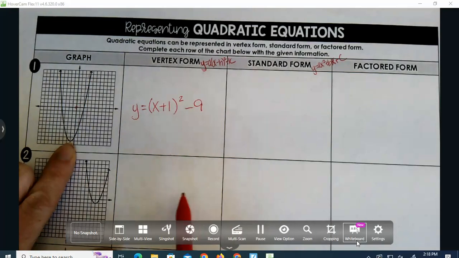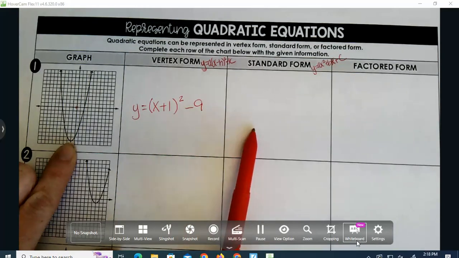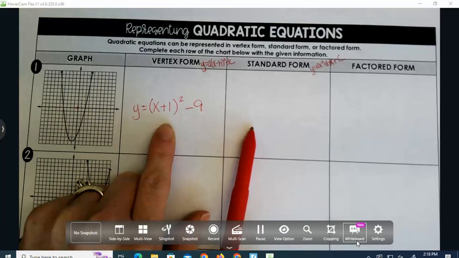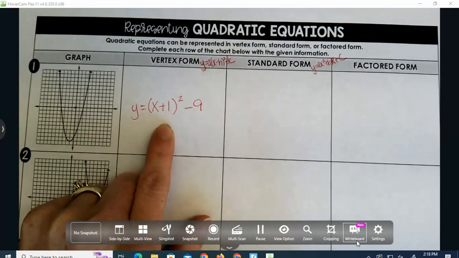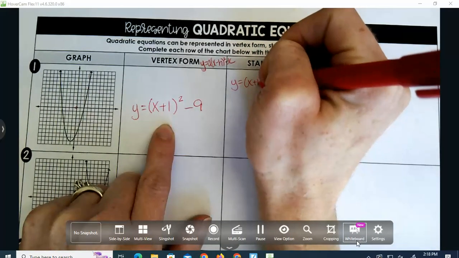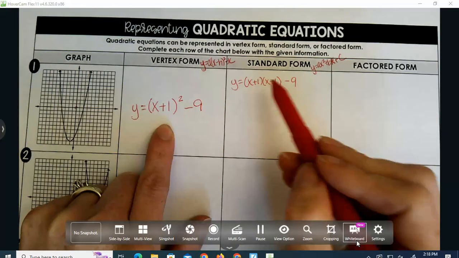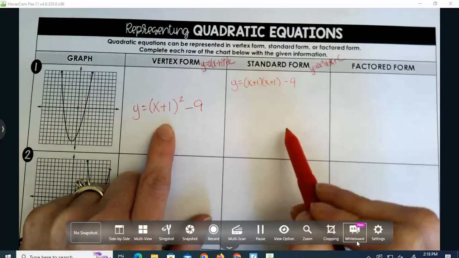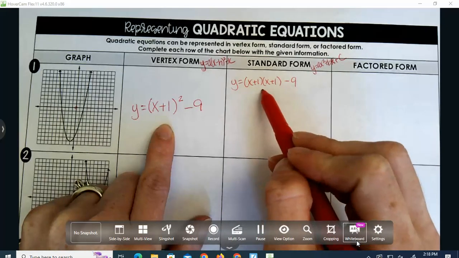Now we didn't really talk about it, but do you think there's a way to get from vertex form to the standard form? Are they related? Yeah. What does it mean when I say (x plus 1) squared? It means that there are 2 of them. So this would be like (x plus 1) times (x plus 1). If you have that twice, what would you have to do here? How do we multiply those?